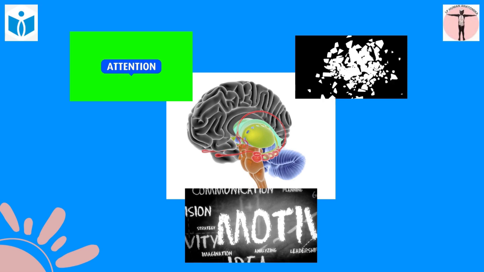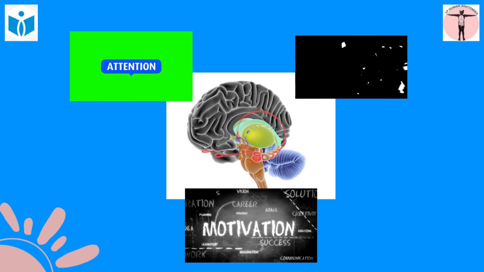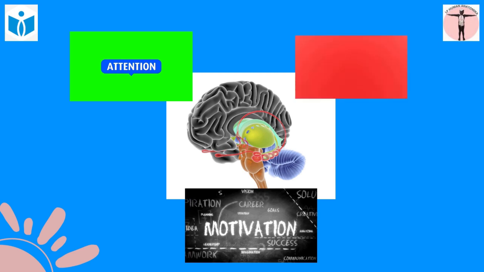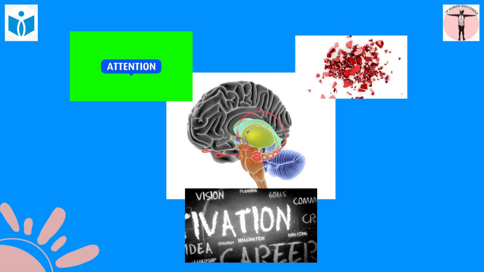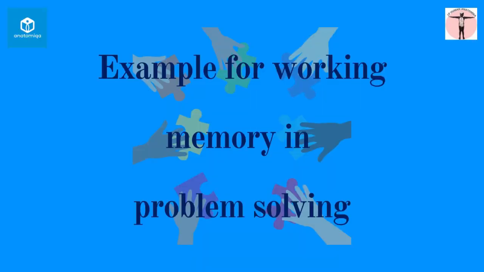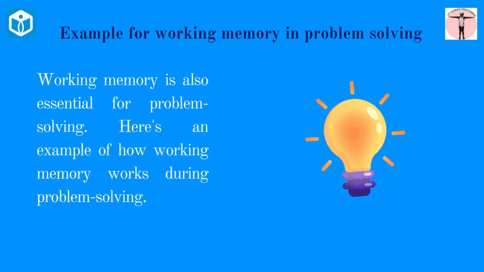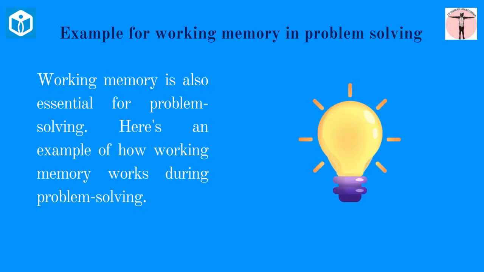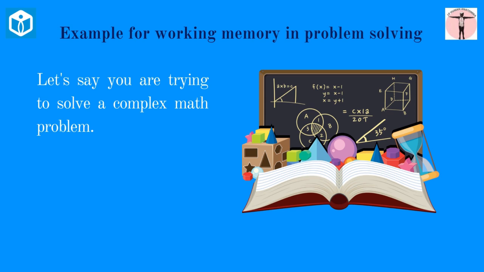Memory can be influenced by factors such as attention, emotion, motivation, and sleep. Let us go through the different types of memories one by one with examples. Example for working memory in problem solving. Working memory is also essential for problem solving. Here's an example of how working memory works during problem solving.